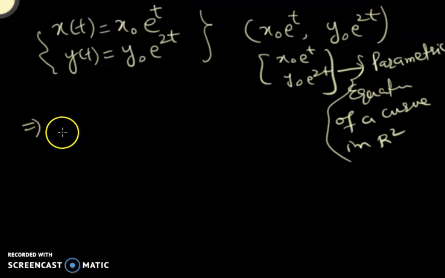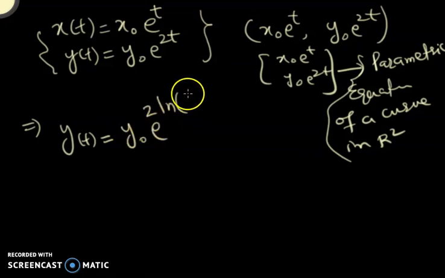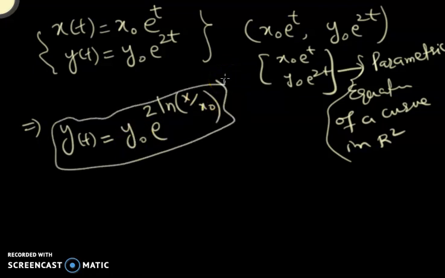And we already have seen that this gives me y of t to be y naught e to the 2 times natural log of x over x naught. So this is going to be the curve, which times t also. This is going to be the curve that is the solution of this system.